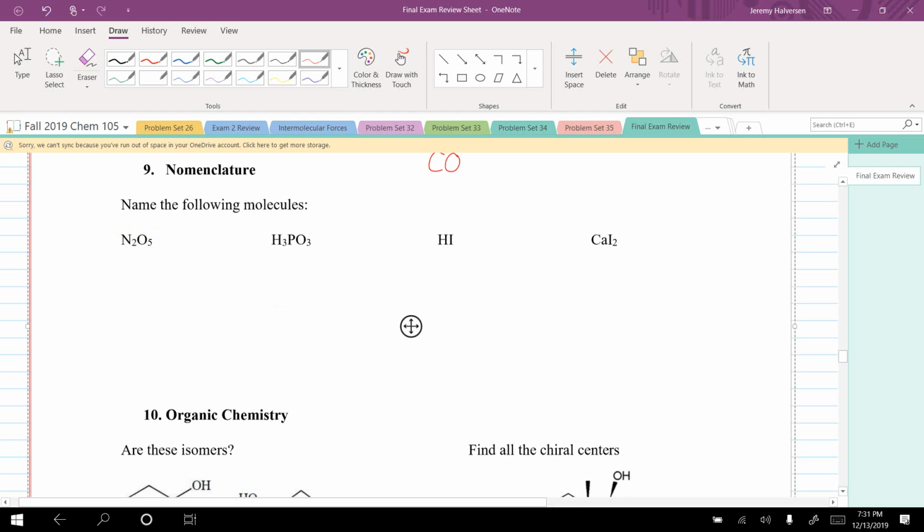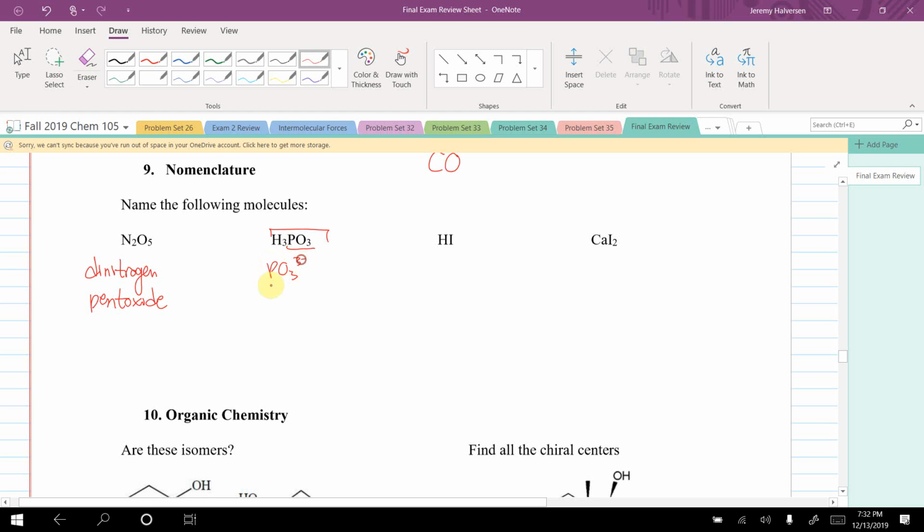What's the first question I've got to ask when I want to figure out what a name is? Is it ionic or covalent? What other sets of naming rules do we have? Acid. So what is this? The real answer I was looking for was covalent. That's dinitrogen pentoxide. What is this one? Which category does that fall into? Acid. What type of acid? Oxoacid.